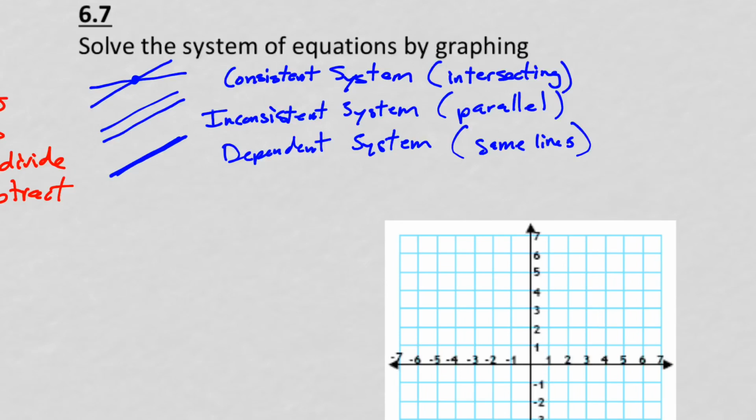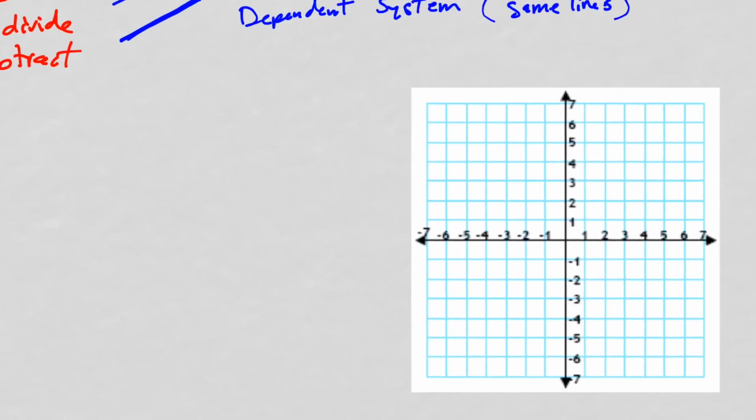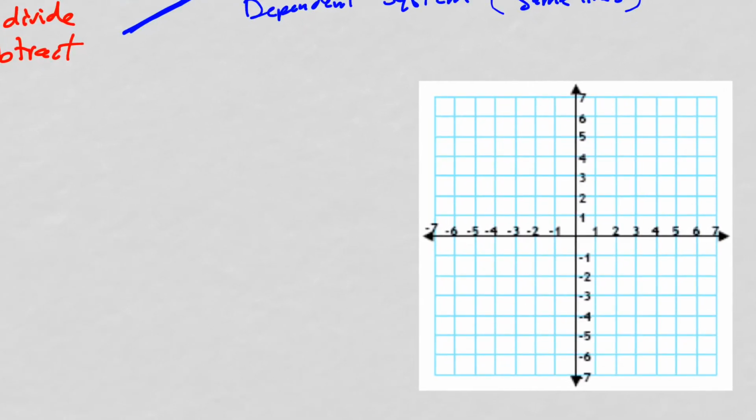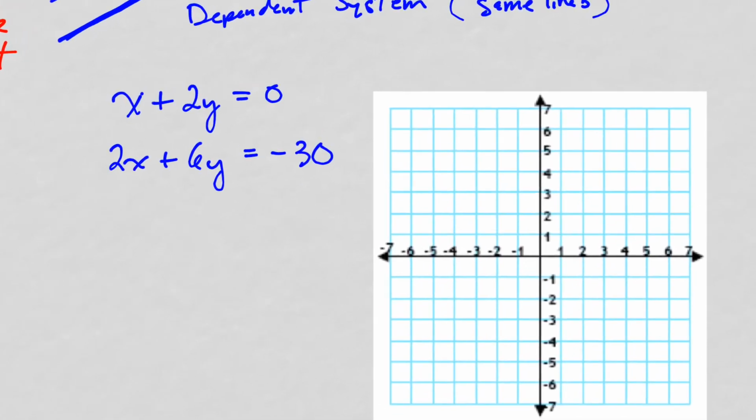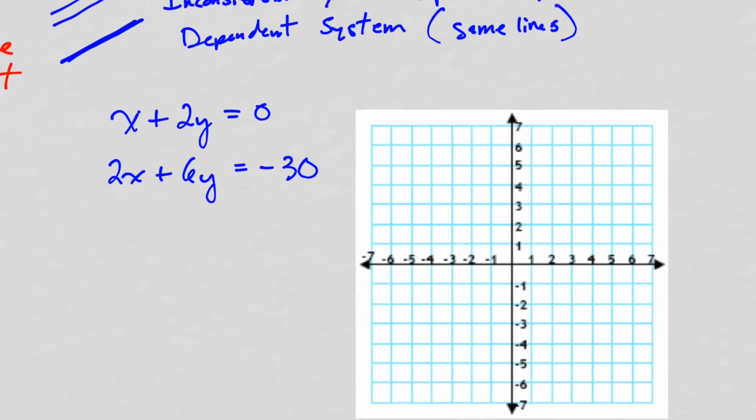Okay. So sometimes you have a multiple choice question after you graph it that you have to answer one of those. So let's say we have to graph x plus 2y equals 0 and 2x plus 6y equals negative 30. If we have to graph those, there's a couple of different methods you can do. You can look at previous videos or the textbook for that. I'm going to go ahead and give you the Desmos.com method.